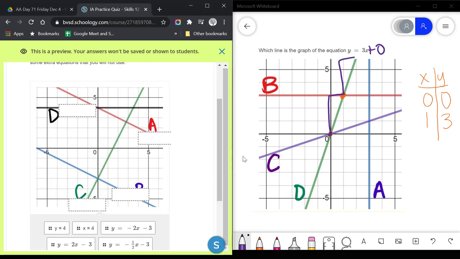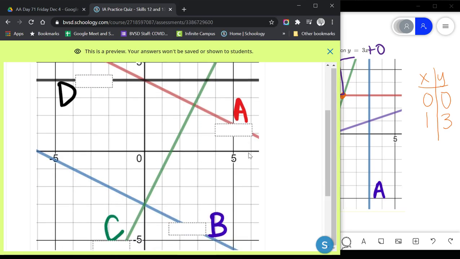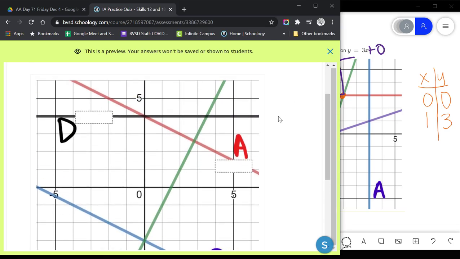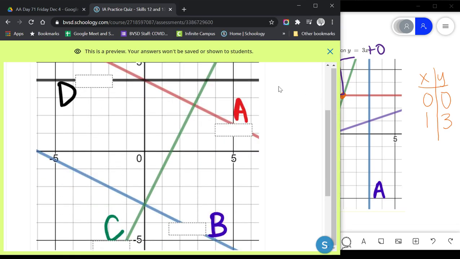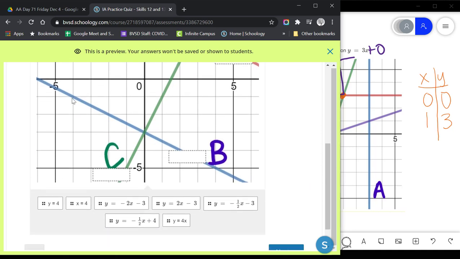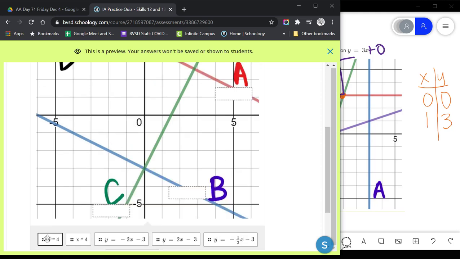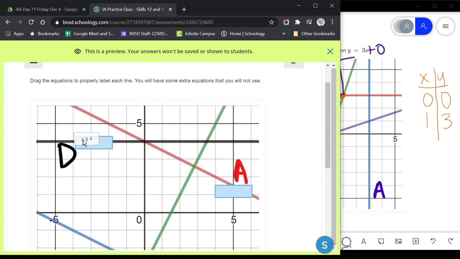Okay, so this one has us matching the equations to the lines. And the way that I think is easiest to do this is by matching up the slopes and y-intercepts. Okay, so this one, y equals 4. That's got a slope of 0, because this is the same as 0x plus 4, and a y-intercept of 4. So that's got to be this line D, right here. It has a slope of 0.